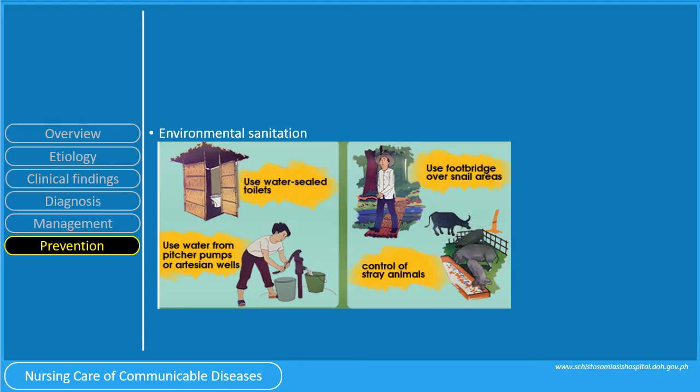For prevention, environmental sanitation measures include using water-sealed toilets, use of water from pitcher pumps or artesian wells, and use of footbridges over snail areas and control of stray animals.